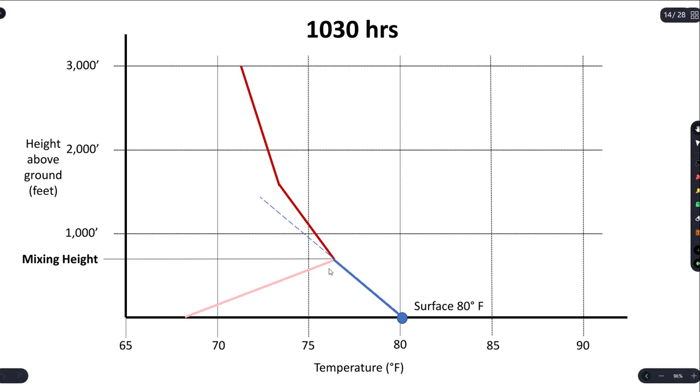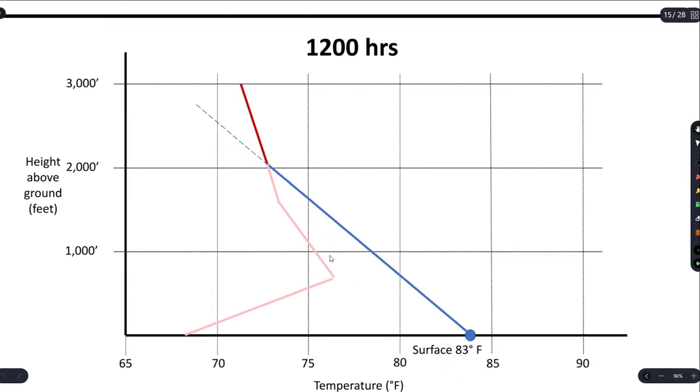So our mixing height, over the course of 4.5 hours, only went from zero to maybe 800 feet. And our temperature warmed from 68 degrees to now 80 degrees. But our mixing height didn't go up that much because we had to overcome this inversion. At this point, this is what we would consider the timing of our inversion break. At this point, any further warming is going to dramatically increase our mixing height.